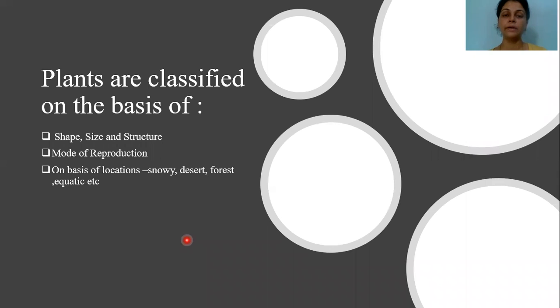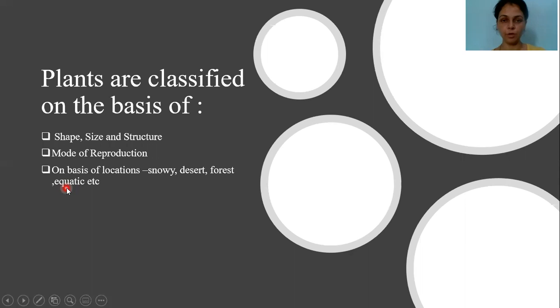Now, let us start with the plants. Plants are classified on the basis of what? So they are classified on the basis of shape, size, structure, their mode of reproduction, on the basis of location कि वो कहाँ मिलेंगे, snowy, desert, forest, aquatics.